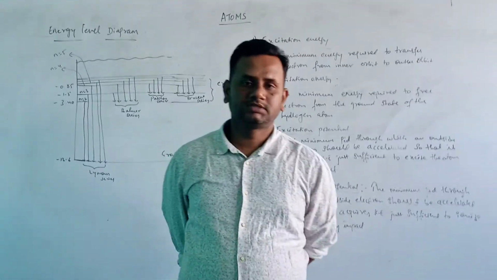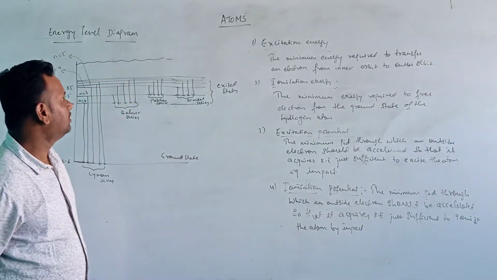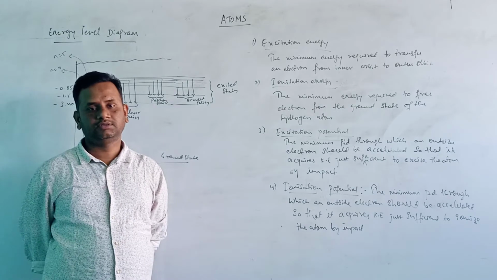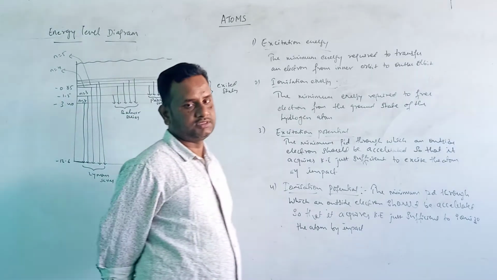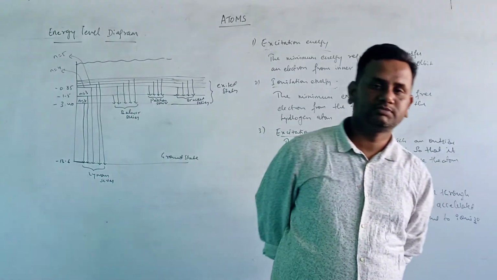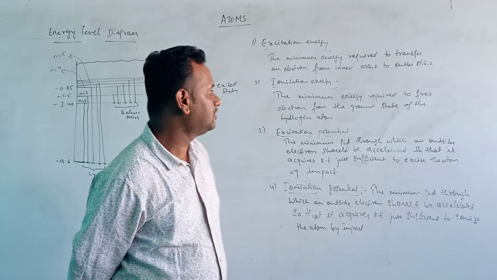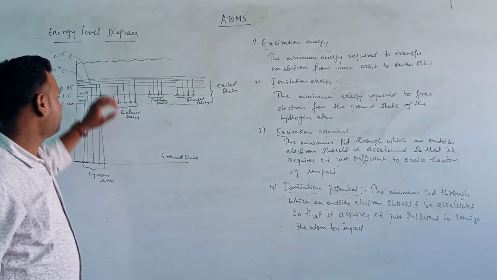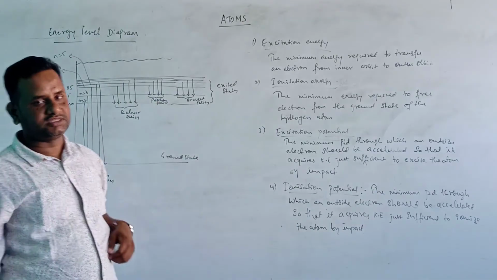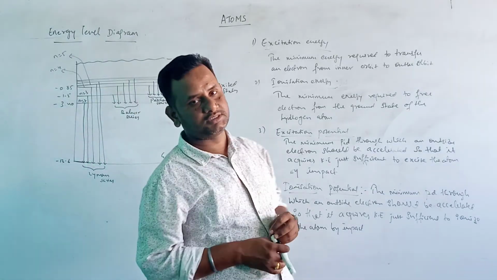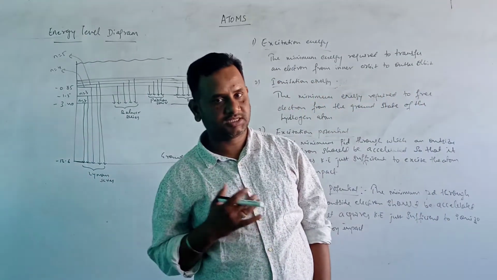So in the previous video, we had discussed the spectral series of a hydrogen atom. There we discussed the types of spectral series: the Lyman series, Balmer series, Paschen series, Brackett series, and Pfund series. These are the types of spectral series of a hydrogen atom, which we discussed in the previous video.